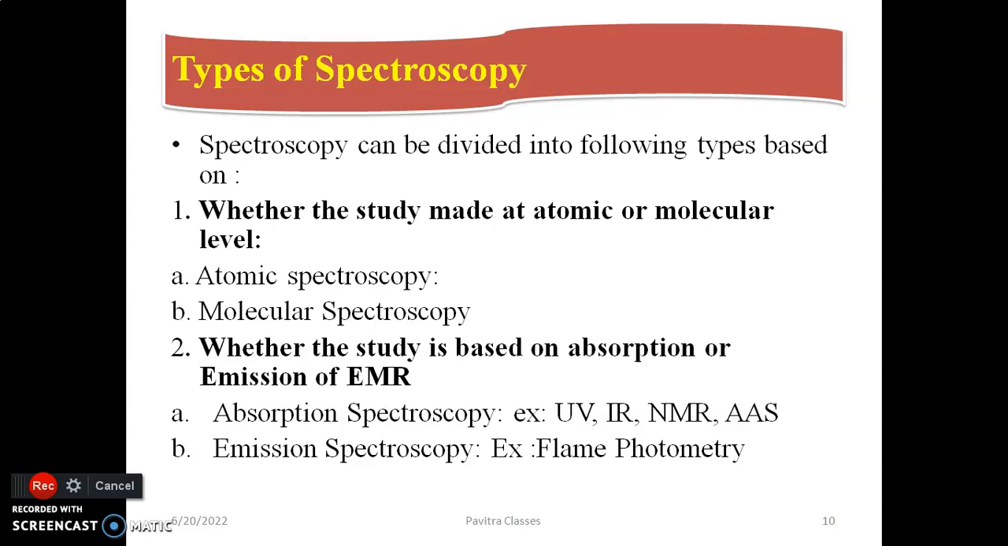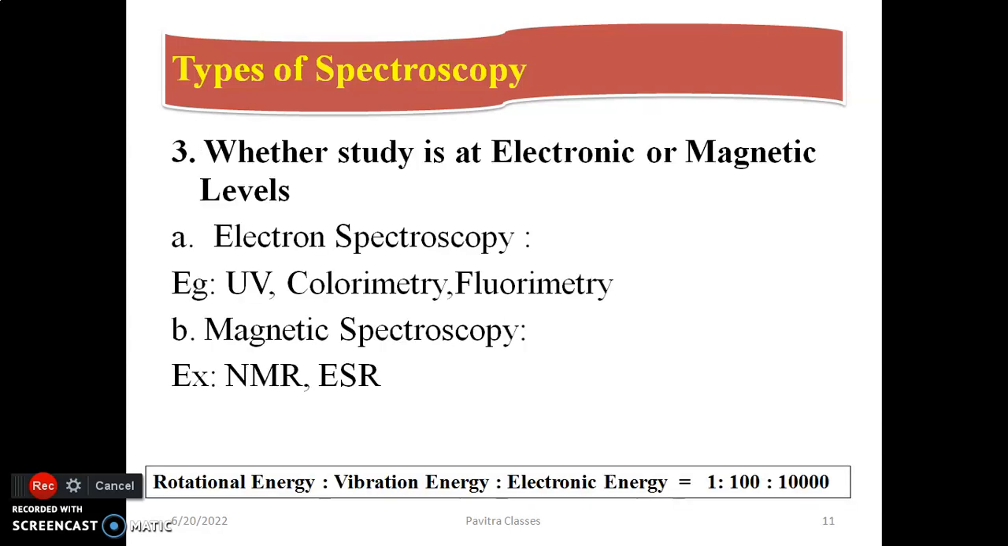Whether the study is based on absorption or emission. If the radiation is absorbed, that is absorption spectroscopy: UV, IR, NMR, and atomic absorption spectroscopy. If the light is emitted, that is emission spectroscopy, such as flame photometry. Third, whether the study is based on electronic energy or the magnetic level. Electron spectroscopy includes UV colorimetry and fluorimetry. Magnetic includes NMR and ESR studies.